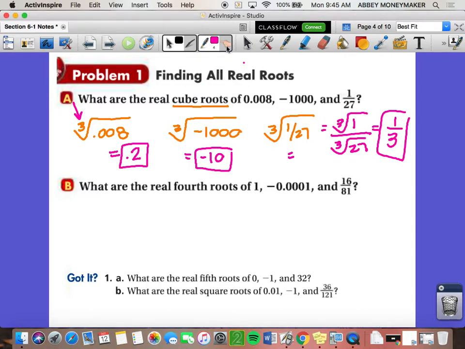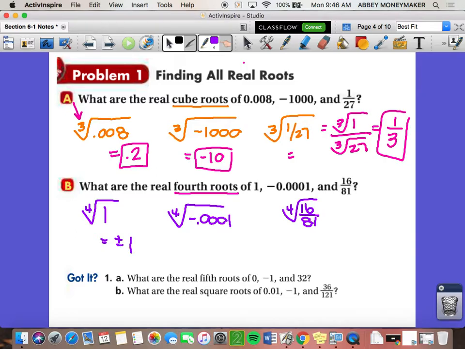Same thing on part B, except now we're dealing with the 4th root. So when I set these up, I'm going to have a 4 as my index, the 4th root of 1, the 4th root of -0.0001, and the 4th root of 16/81. So if you want to practice typing this in on your calculator, we'll start with the second one because on this first one, the 4th root of 1 would just be positive and negative 1.